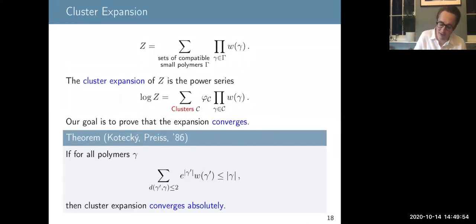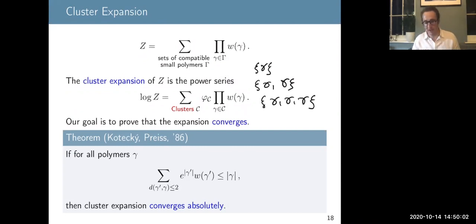For example, these are all clusters. If I just repeat a polymer over and over, that's one boring example of a cluster, and we certainly have infinitely many. So unlike this sum up here, that's the other crucial difference: this is an infinite sum, and so the question of convergence is non-trivial, and we need to check that this series actually converges.